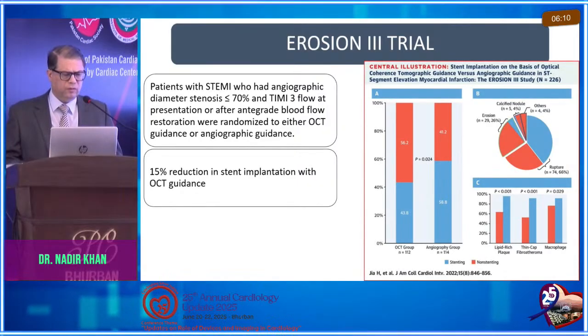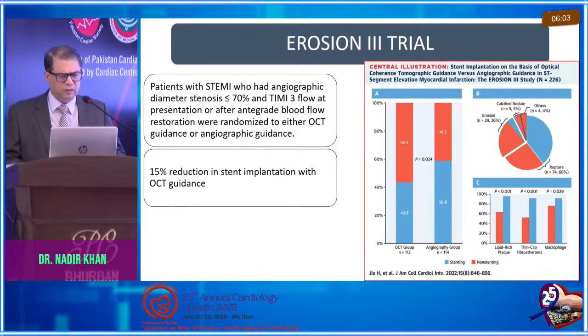In STEMI patients, again there was a 15% reduction in stent implantation with OCT guidance.